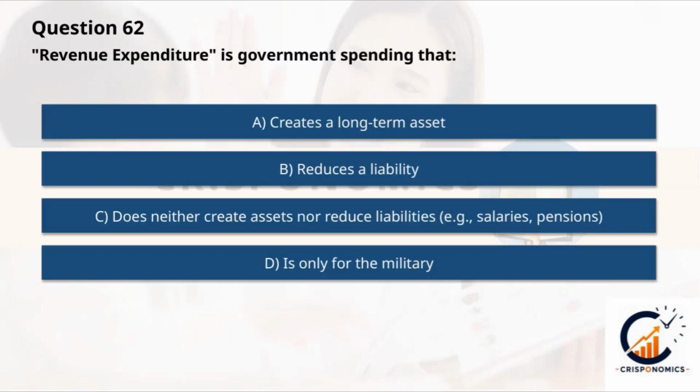Let's break down what revenue expenditure really means in government spending. It's not about creating long-term assets. That's a different kind of spending. It doesn't reduce liabilities like salaries or pensions either. Instead, revenue expenditure covers the day-to-day costs that keep things running. It's the spending that doesn't add to the government's assets, but is essential for maintaining current services and operations. Understanding this helps us see how budgets are structured and where money is going.